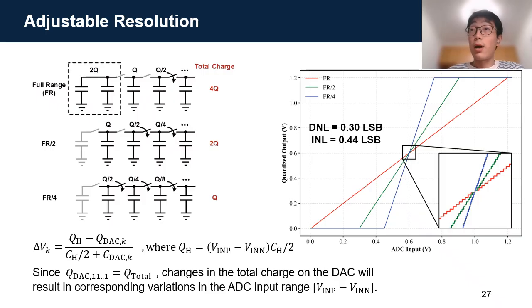The figure on the right shows the ADC transfer curve for different input ranges. In the full range mode, both the DNL and INL remain within 0.5 LSB, demonstrating excellent linearity.